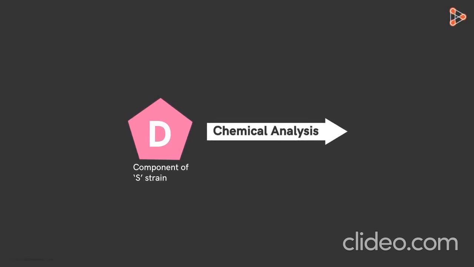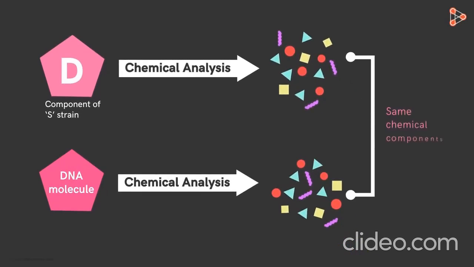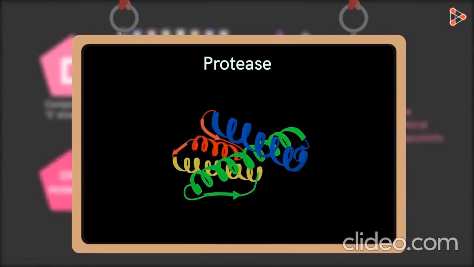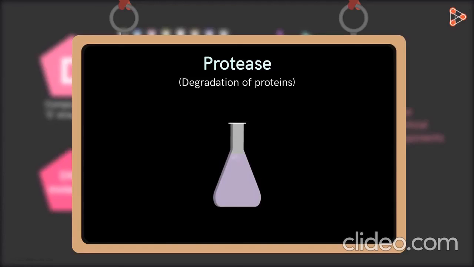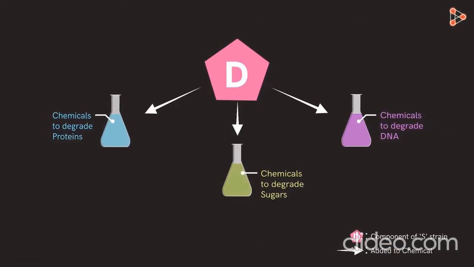Many tests were carried out to investigate this further, and the chemical composition of this transforming principle was found. It has components in the ratio that is found in DNA molecules. So, to further understand its nature, this component was tested using chemicals that break down the constituents. For example, certain enzymes like protease degrade proteins. Use of such chemicals helps us identify the constituents in a given sample, as they will degrade specific molecules only.